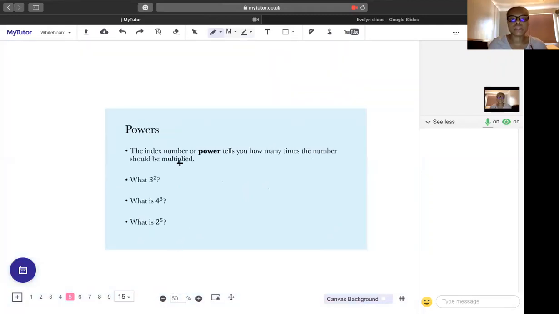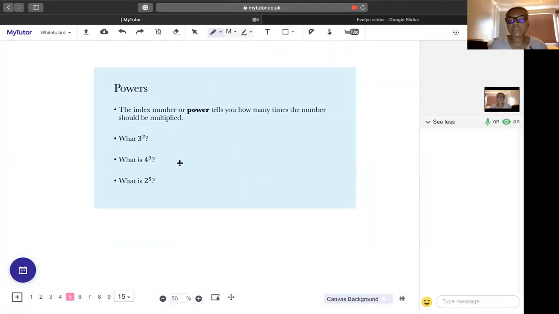So powers. One particular thing we need to remember when we are doing highest common factors and lowest common multiple questions is how to write numbers with their powers as well. A power is also known as an index number, and an index number or power tells you how many times the number should be multiplied.